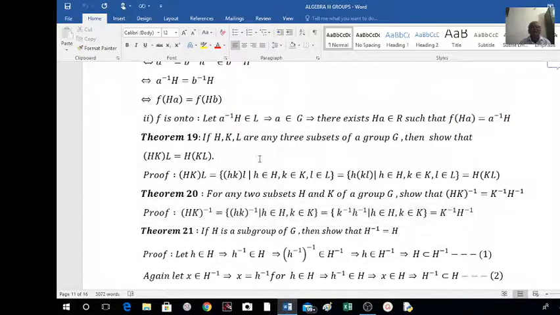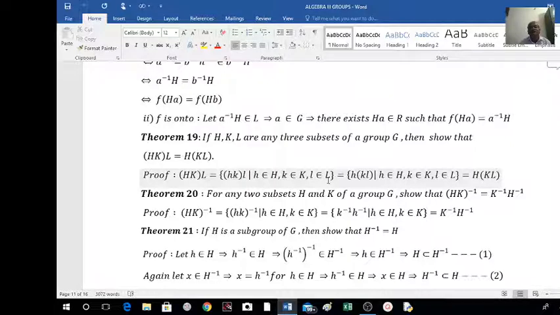Next, a small example. If H, K, L are any three subsets of a group G, then show that HK into L equal to H into KL. This is nothing but an associative law. So let me consider HKL. This is the set consisting of an element of H into an element of K into an element of L.